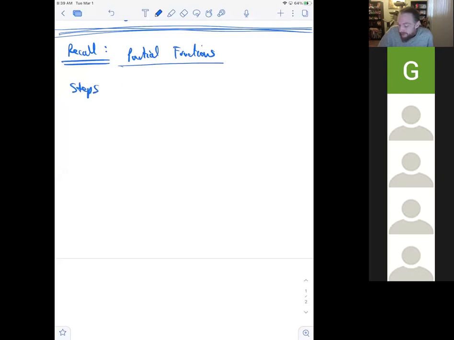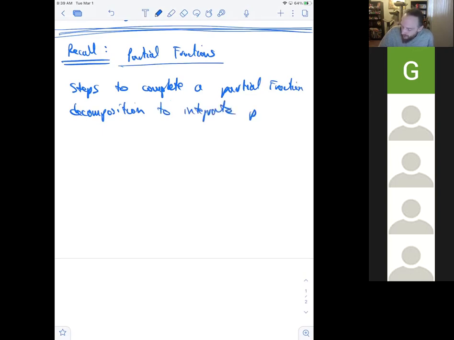Steps to complete a partial fraction decomposition and to integrate rational functions. This is what the idea of it is. Proper rational functions.